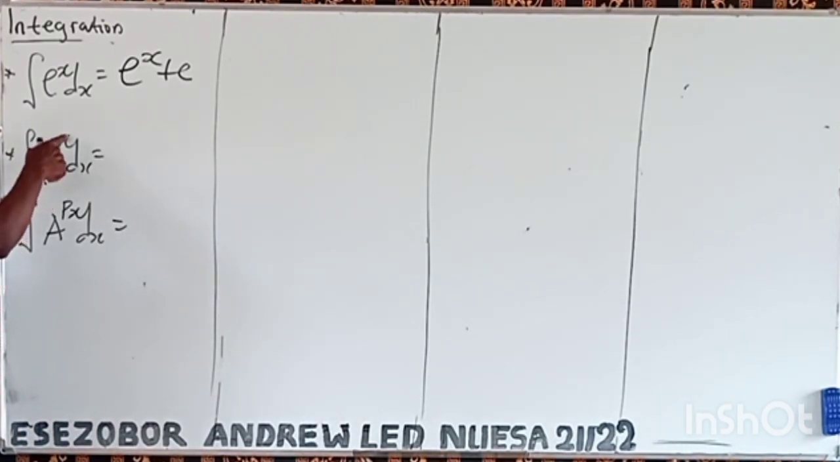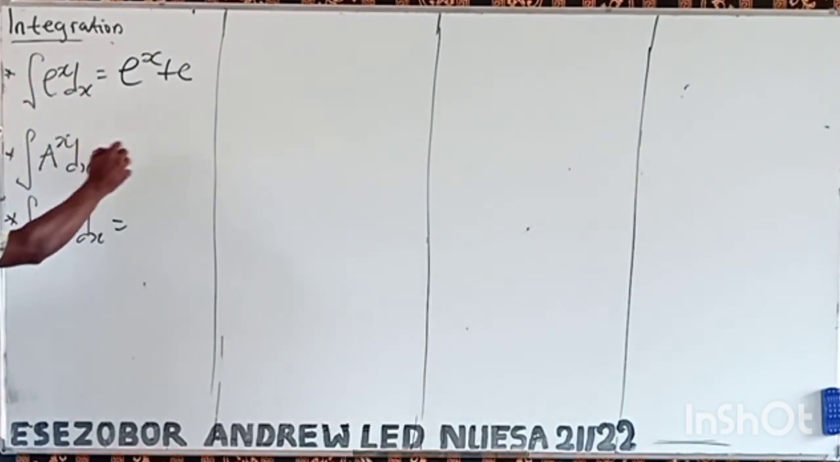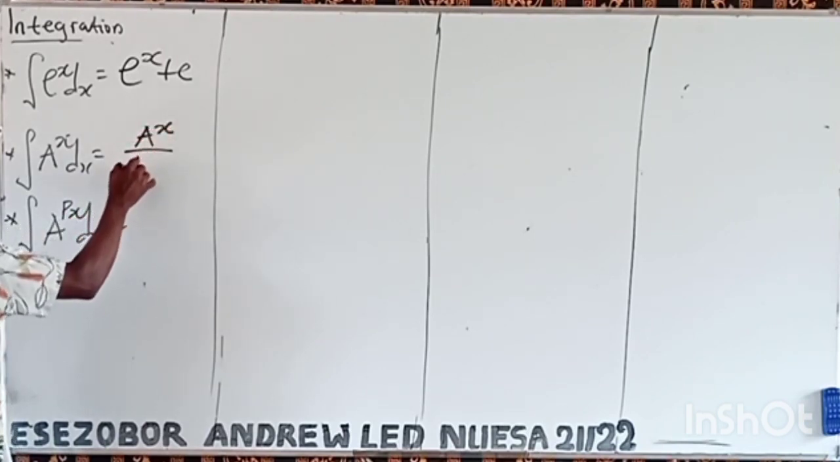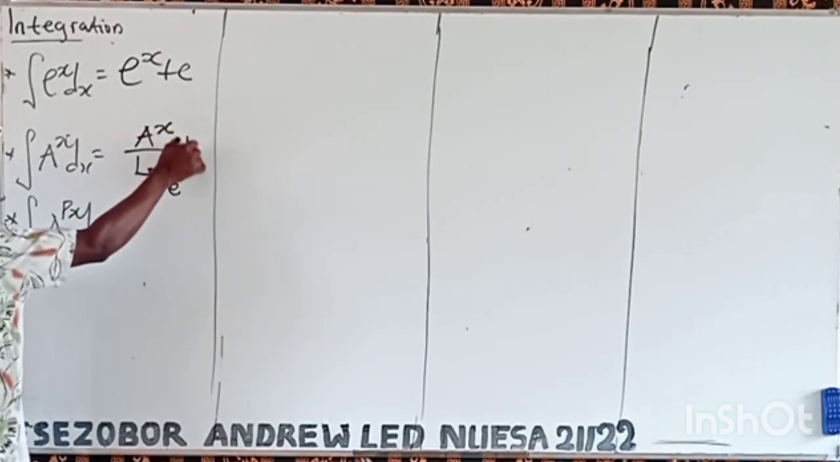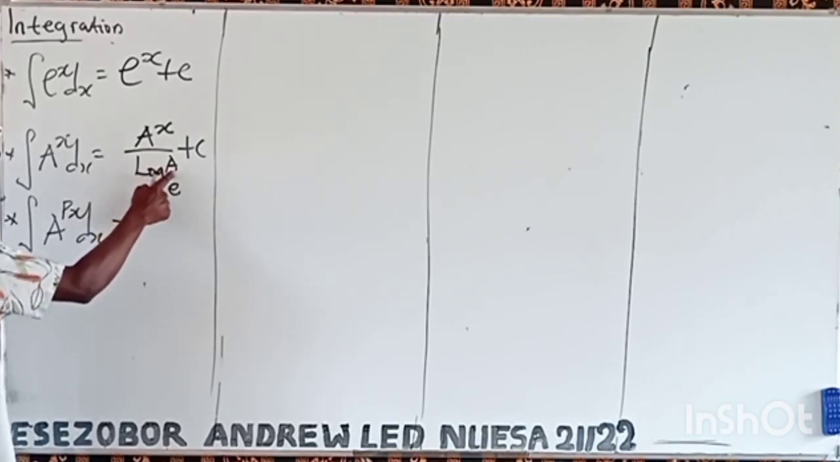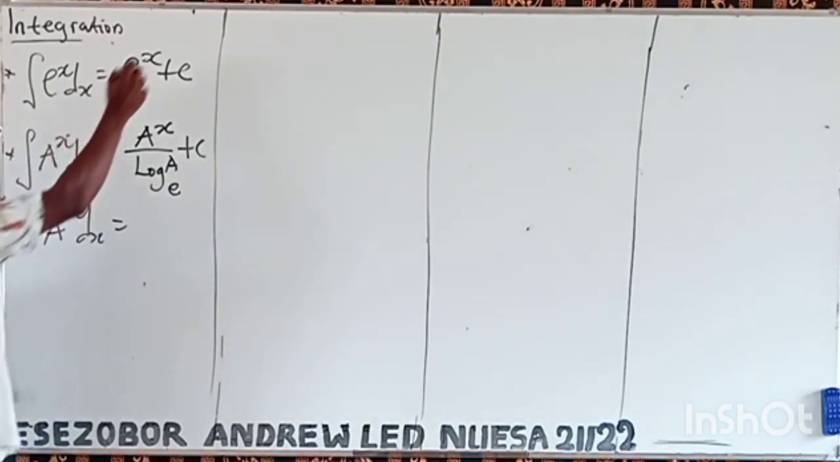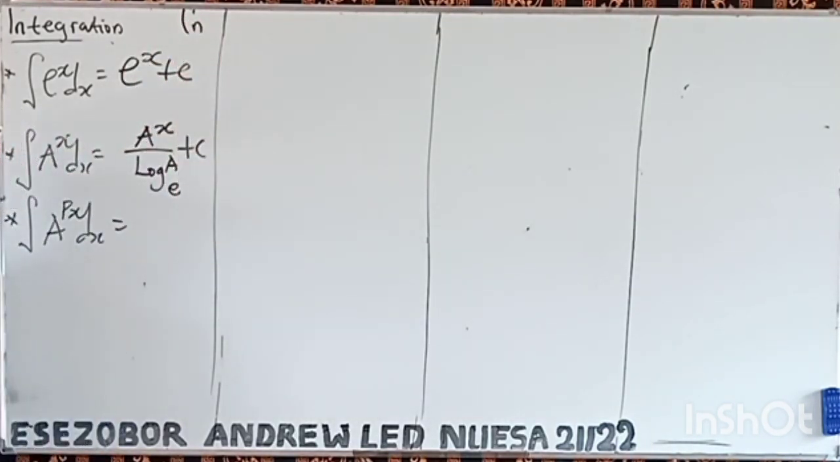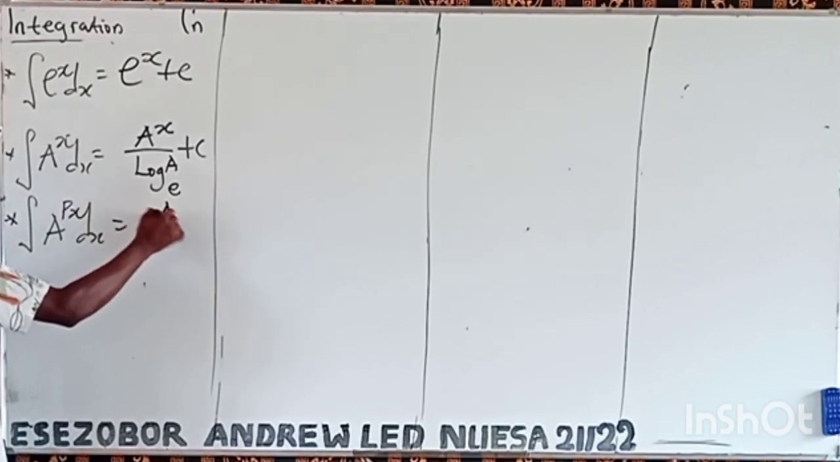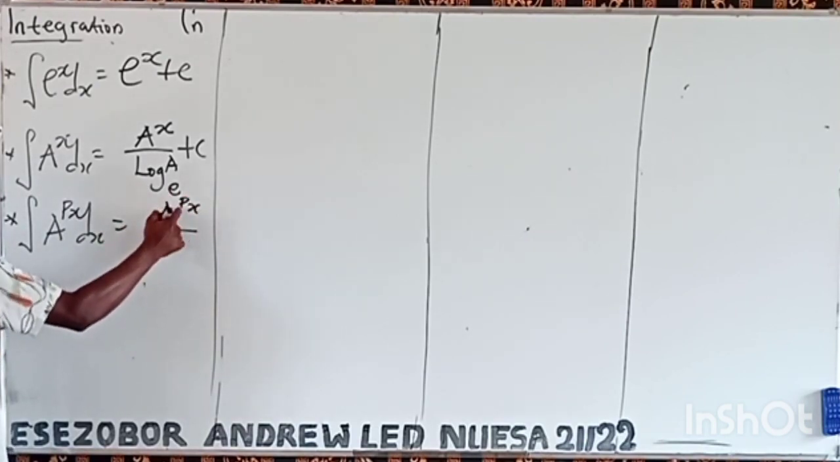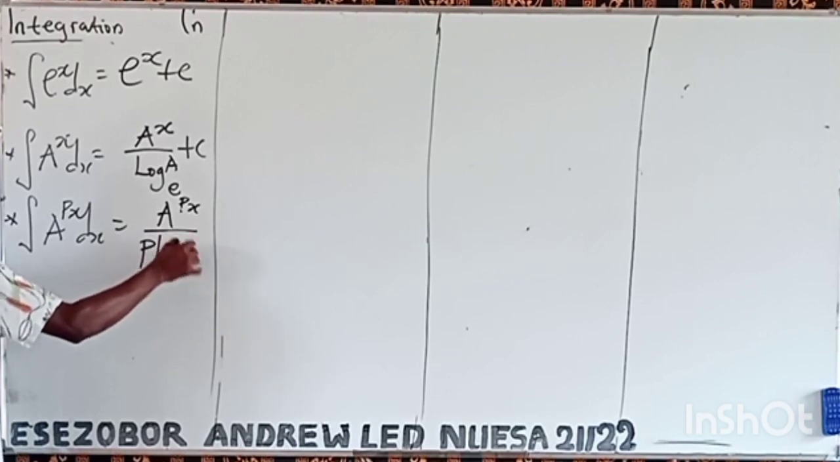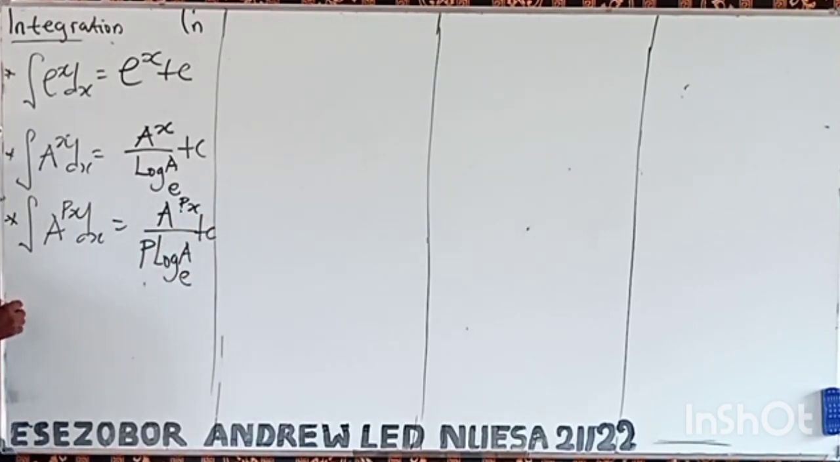But if you have a raised to power x, where the base is not e, it's now a number, let's say 3 raised to power x, 10 raised to power x, a constant raised to power x, that's how it becomes that same expression divided by log of the base to base e plus c. You can also take ln of the base plus c. Remember log to base e, we write it as ln. Then, what about if it's like this? You write the expression out raised to power px over p times log of the base to base e plus c.